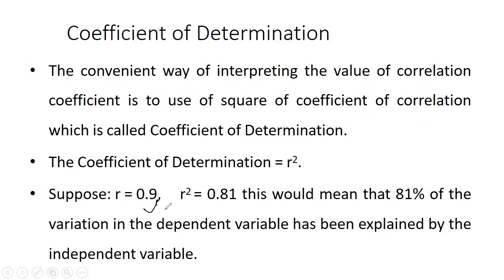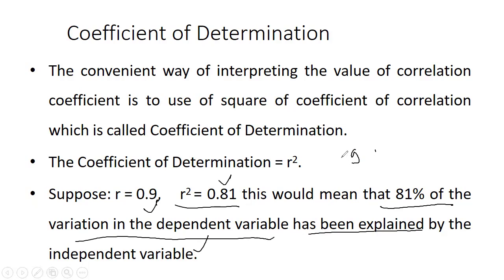So R square basically tells us how much these variables are influencing or contributing to the dependent variable. Suppose R equals 0.9. When you square this value, we will get R square, which is the coefficient of determination. This would mean that 81% of the variation in the dependent variable has been explained by the independent variable. It means 19% is the unexplained part. If we add more variables, then the R square value will increase.